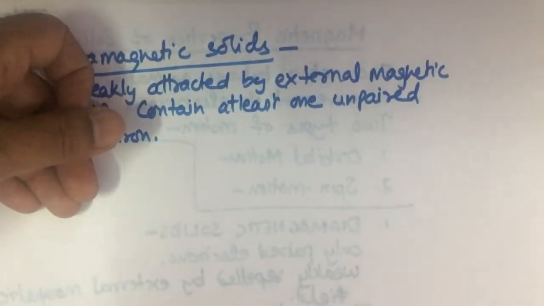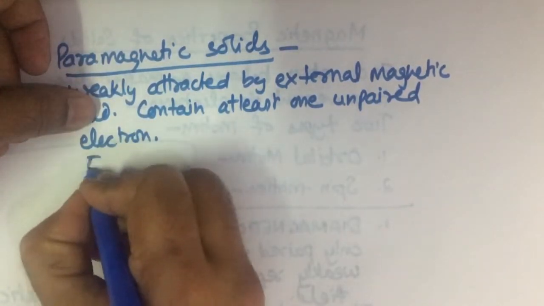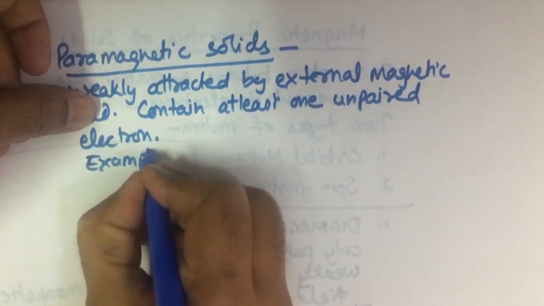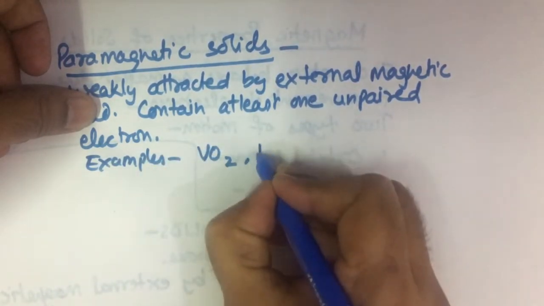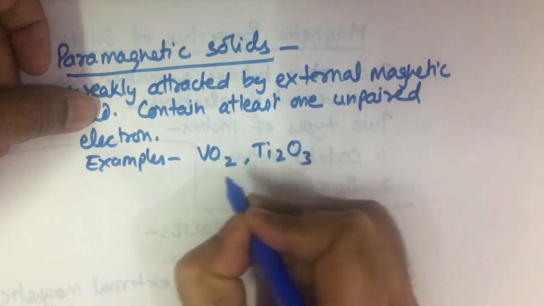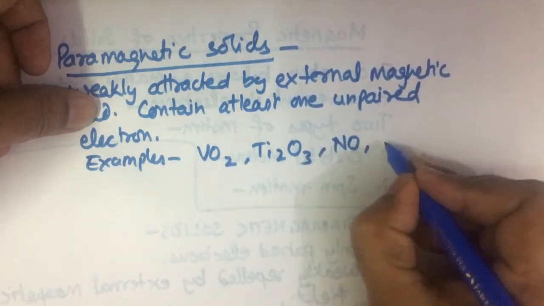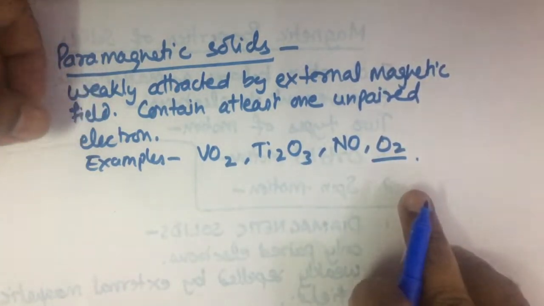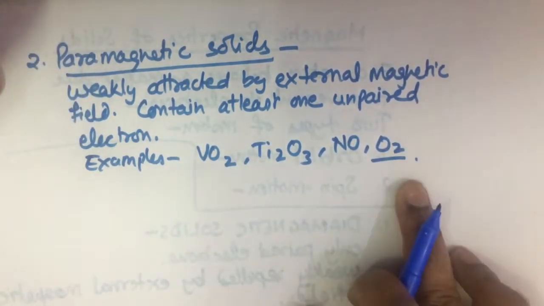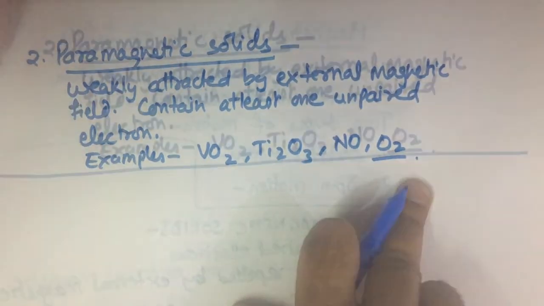Now the examples are VO2, Ti2O3, NO, and oxygen O2. O2 is also paramagnetic, we have studied that in molecular orbital theory.